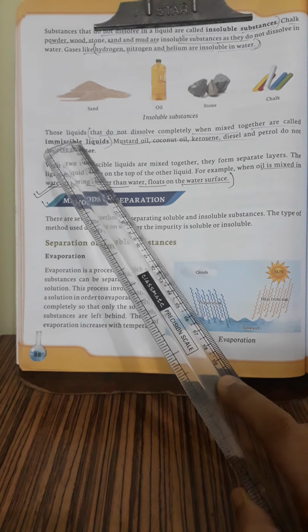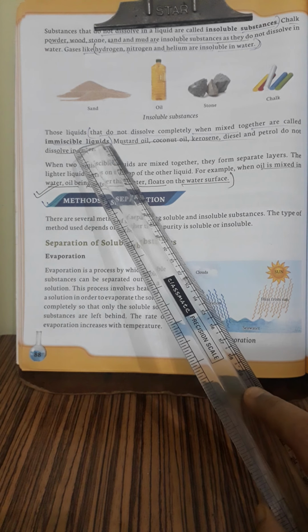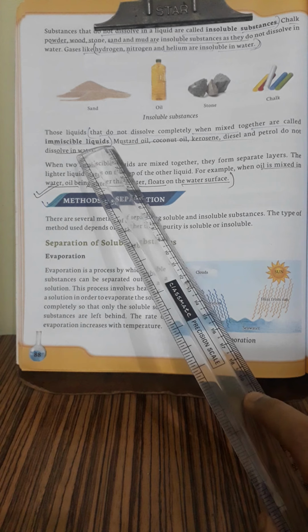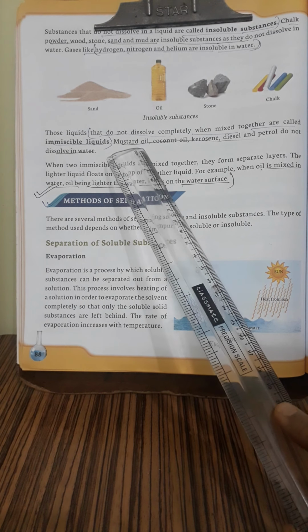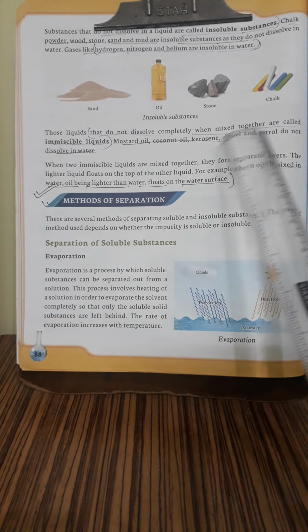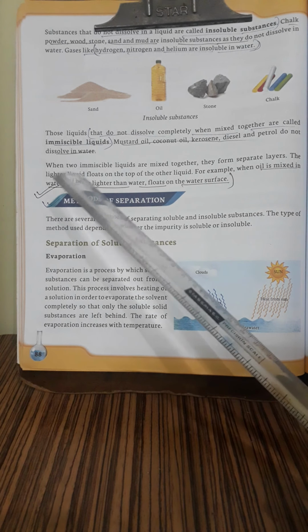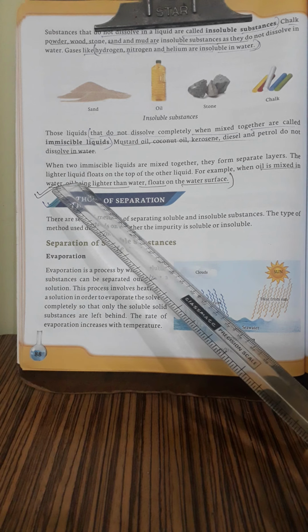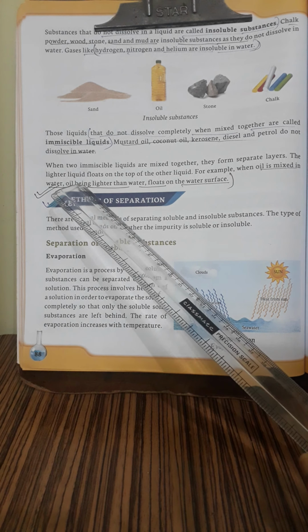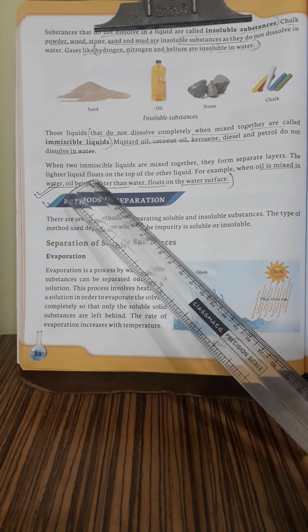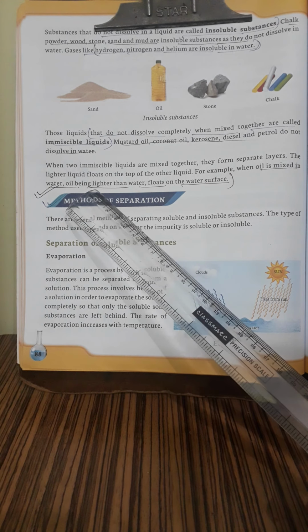Now coming to immiscible liquids. Immiscible means they do not dissolve completely or mix together. For example, mustard oil, coconut oil, kerosene, diesel and petrol do not dissolve in water. They float on water. Why? Because they are lighter than water, so they float on the water surface.